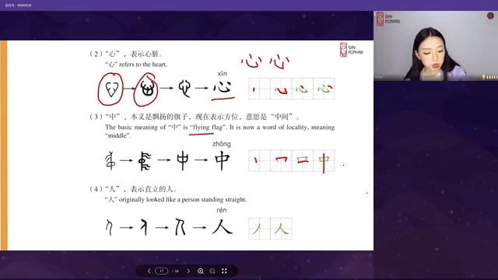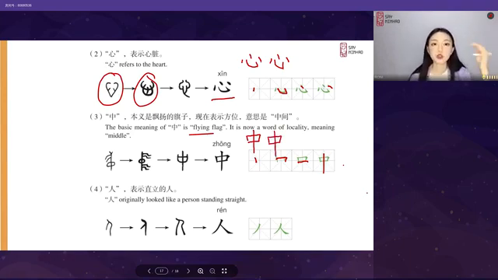Try to write it with me. A vertical, horizontal turning, horizontal, vertical. Again, vertical, horizontal turning, horizontal, vertical. This is 中, middle. Last one is 人, which means human and person. It looks just like a human even now in modern Chinese. So it is really easy.